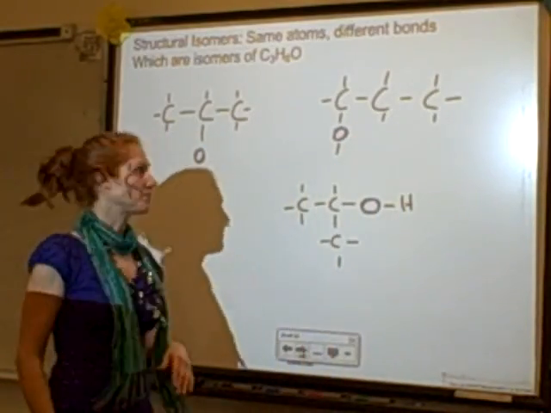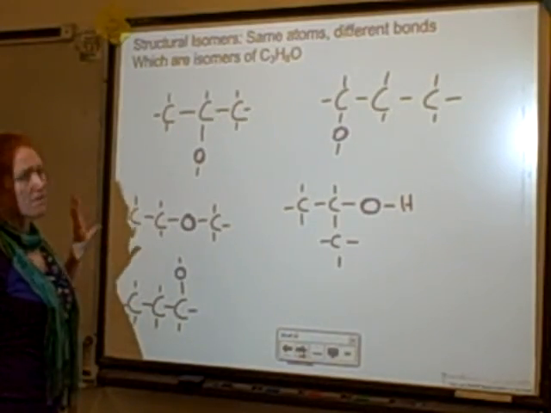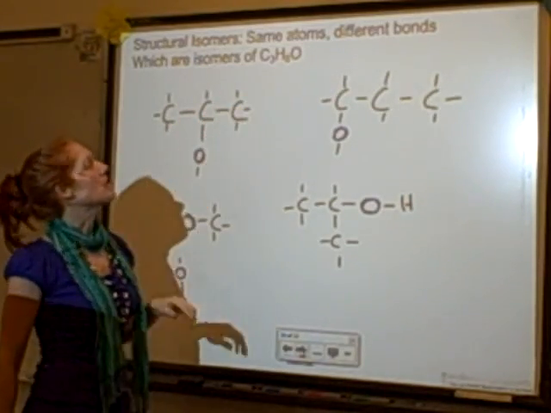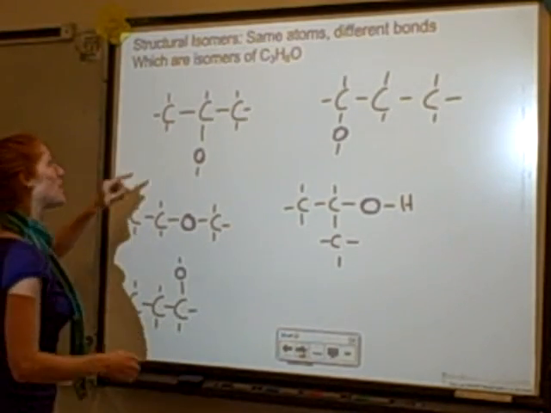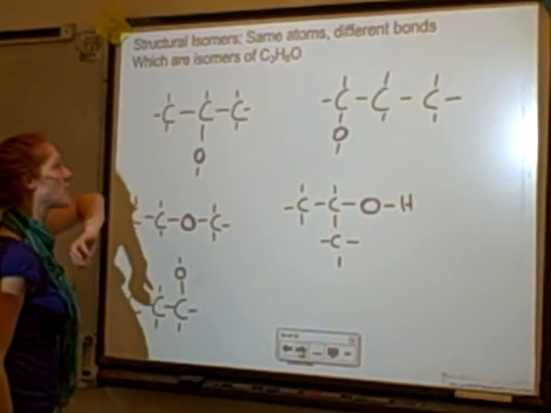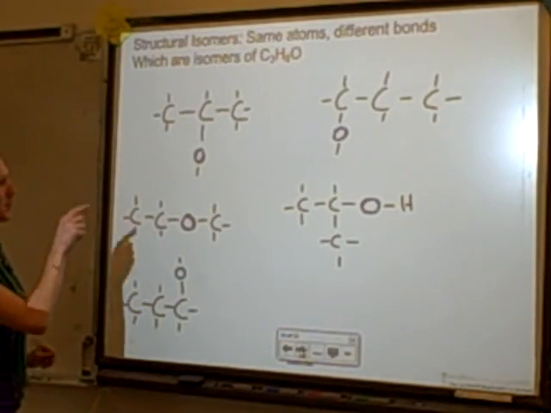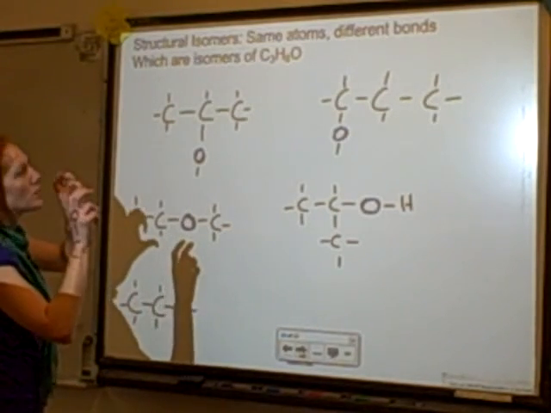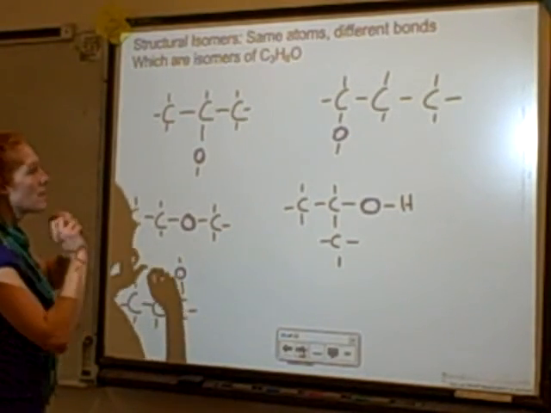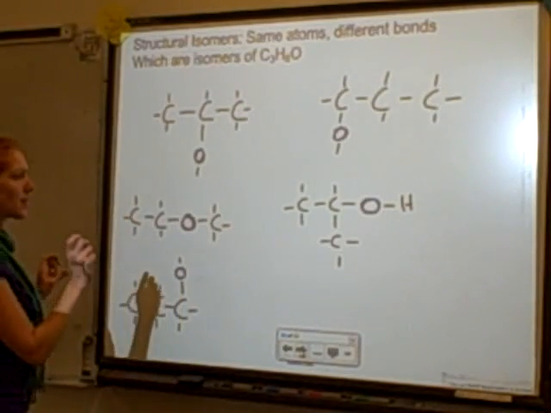So let's see which of these, I've got 5 drawings, are isomers of C3H8O. So I didn't draw in any of the H's, but if you have these little sticks, those are going to be our H's. So I can see that all of them have 3 carbons. All of them have 1 oxygen. And then real quick, I'll make sure that I did put on 8 H's for each one. So I actually drew 1 H.